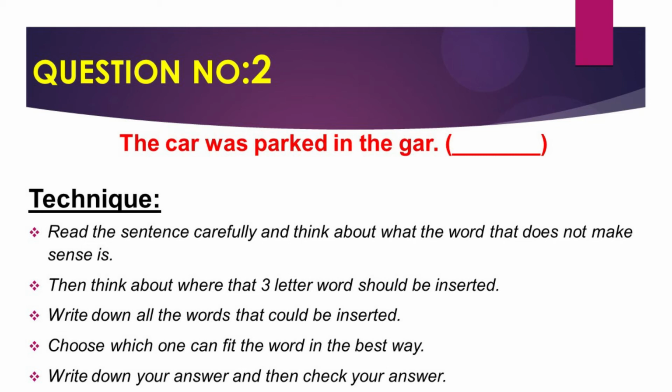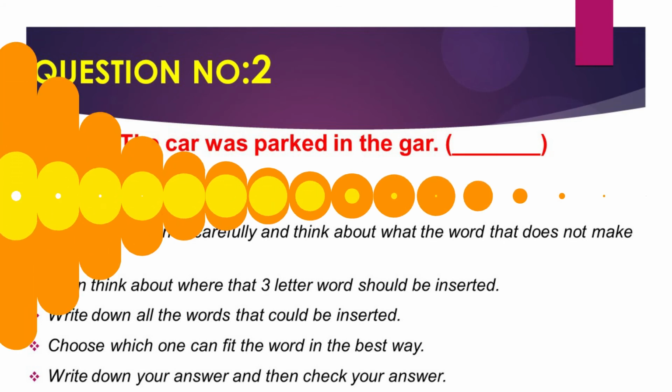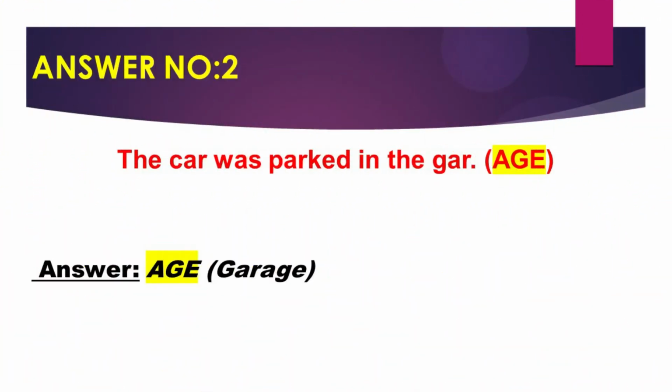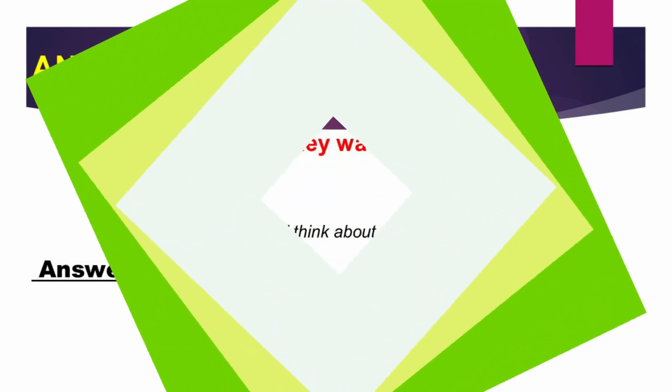Write down all the words that could be inserted. So if you take gar from garage, you are left with age. Choose which one can fit the word in the best way. Age is the best answer. Write down your answer and then check it. As we previously worked out, age is the correct answer. If you put gar and age together, it makes the word garage.